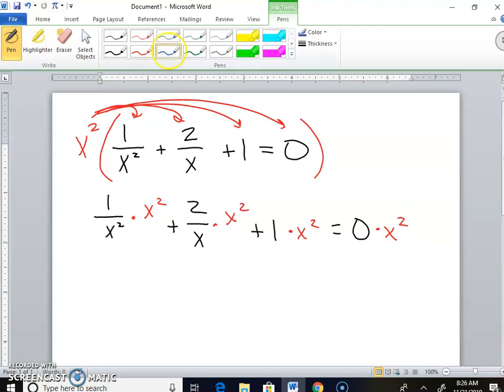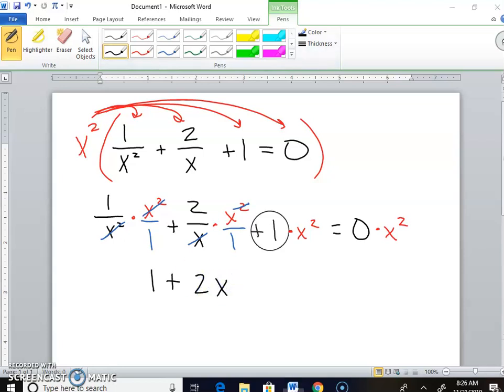Now, when I start breaking this down, I've got a 1 over x squared times an x squared. Well, that is essentially an x squared over 1, so these would cancel. So I am only left with a 1 at this spot here. Okay? Next, I'm going to look at a 2 over x times an x squared. Again, that's an x squared over 1, so I can cancel one of my x's. And when I do that, I'm left with a 2x.